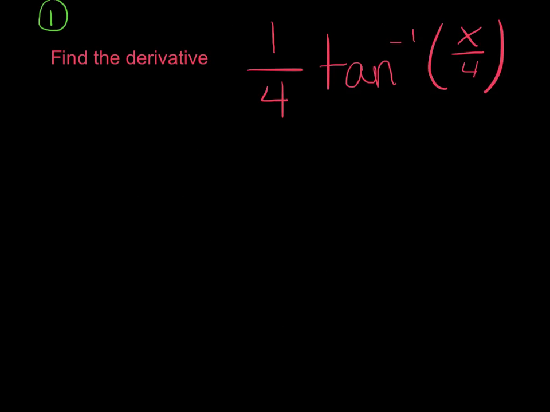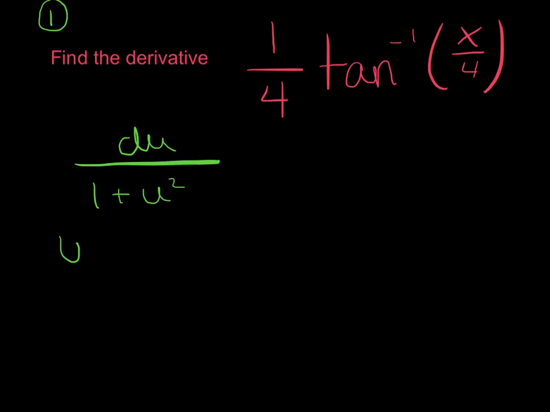Find the derivative of 1/4 tan inverse of x over 4. So probably the thing I would start with first is just recalling what the derivative is of inverse tan or arctan. Remember those are synonymous. So I would say that is du over, not square root, du over 1 plus u squared. So the derivatives are pretty nice.